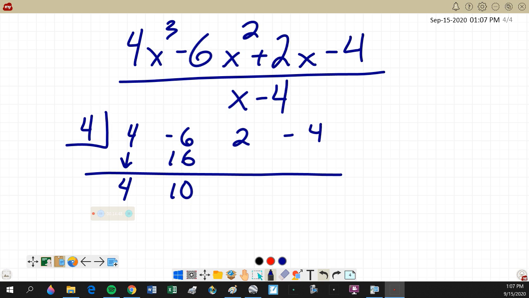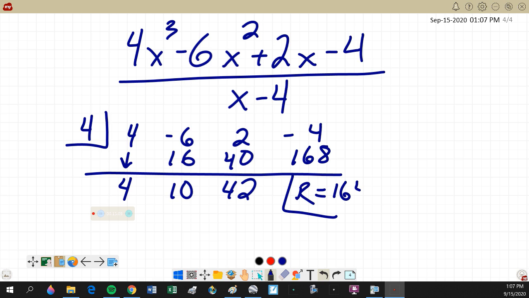Ooh, that's a problem. Whatever. We're just going to go for it. So 4 times 10 is 40. 42. And 4 times 42 is 168. So I get a remainder of 164.